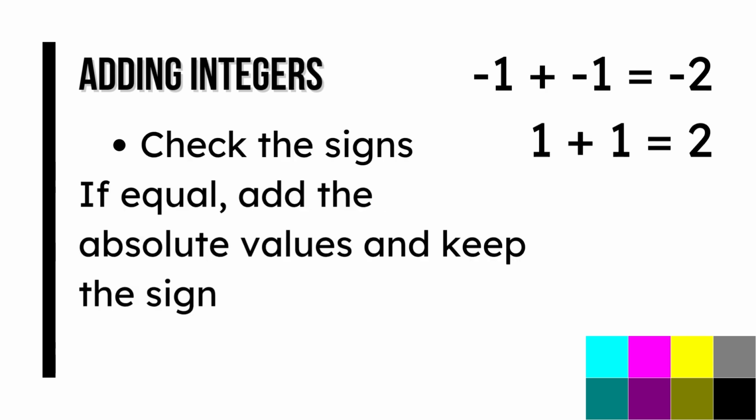As with any operations on integers, you need to check the signs when you're adding integers. For adding, if the signs are the same, you add the absolute values and keep the sign. Like -1 plus -1 is equal to -2, and 1 plus 1 equals 2.